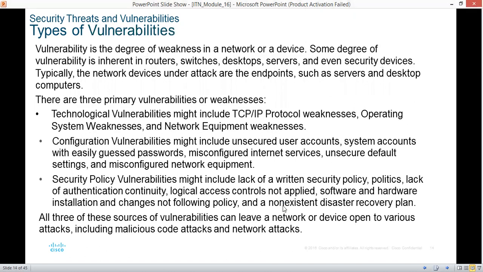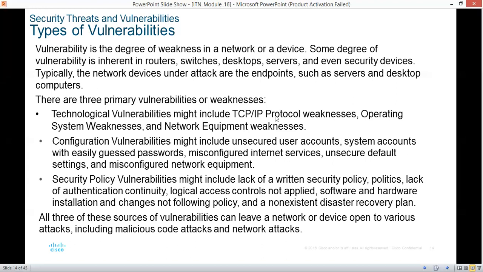So types of vulnerabilities, there are three primary vulnerabilities or weaknesses. Please, a vulnerability is the degree of weakness in a network or a device. So when there's some weakness or loophole or some kind of free access, or opportunity for hackers to be able to access your network, we tag that as vulnerability. So any amount of space made available, or any weakness that is created on the network, is called vulnerability.